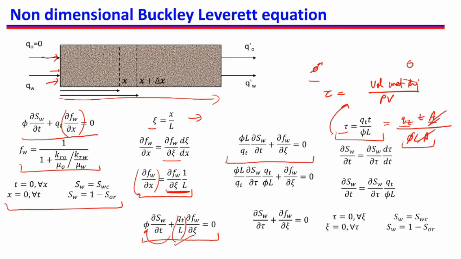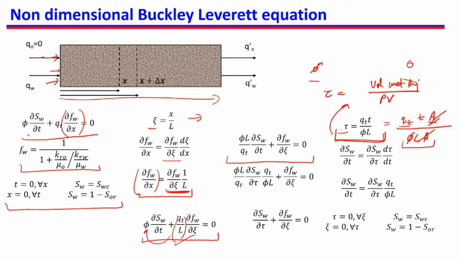If tau is 0.5, that means the volume of water that you have injected is half of the total pore volume of your porous medium. If tau is equal to 2, that means the total volume of water that you have injected is equal to twice the volume of the pores in the porous medium. So this is a very clever way of non-dimensionalizing time. And now we see what happens if we use this non-dimensionalized time.